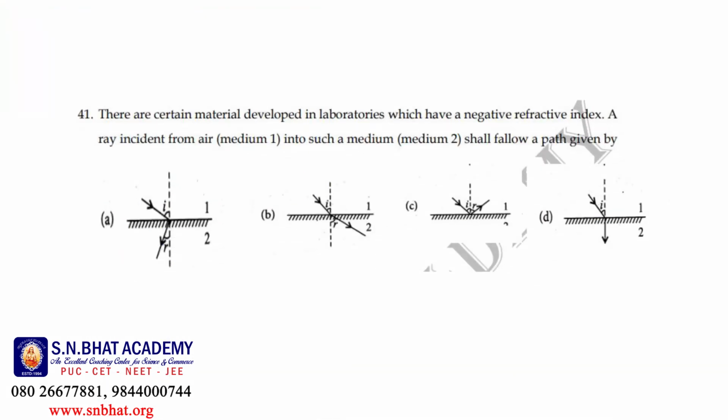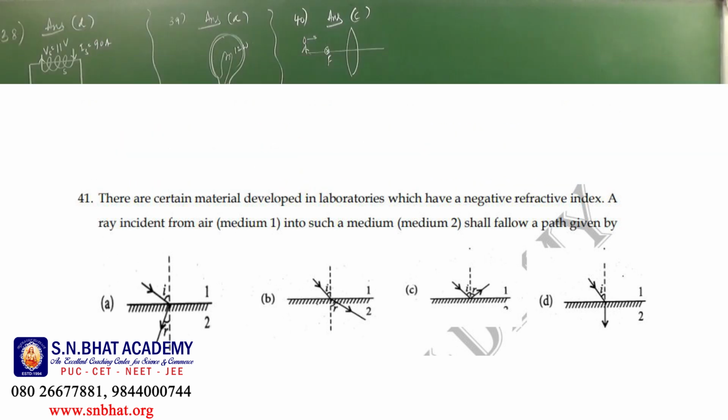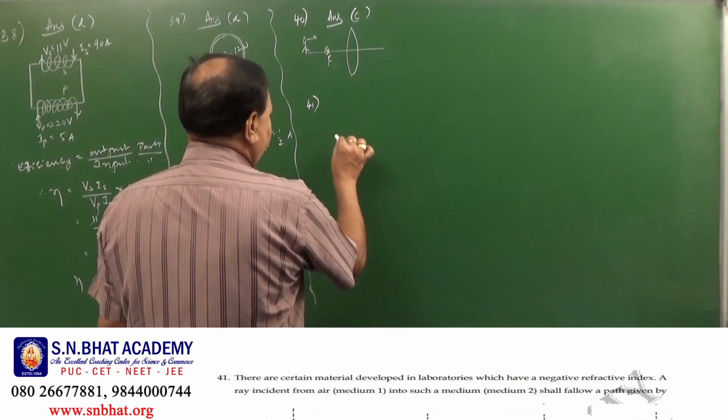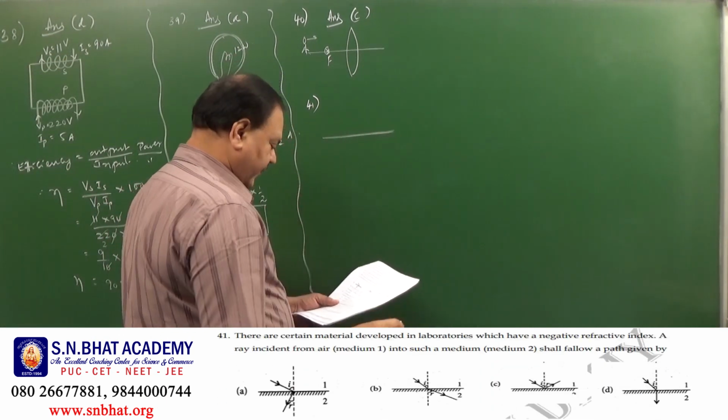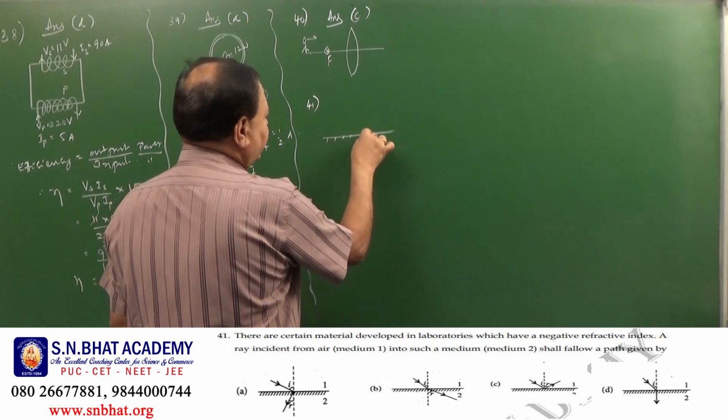There are certain materials developed in the laboratories which have negative refractive index. A ray of light incident from air into such a medium, with negative refractive index, shall follow what kind of path? He is asking which of these it would be. You should remember that according to this question, mu becomes negative. When mu is negative, here he has given various possibilities. You should remember these possibilities well.